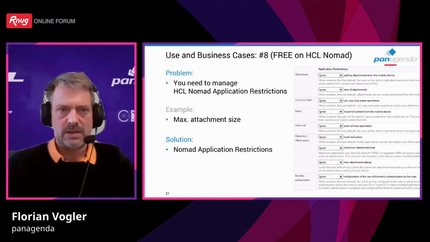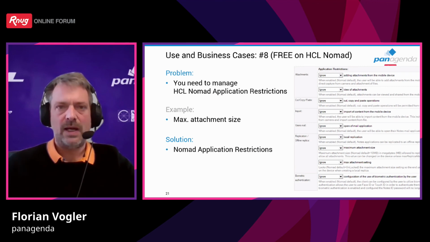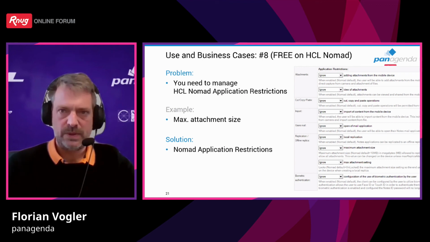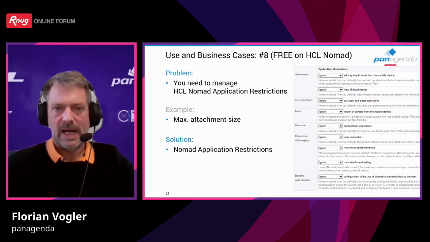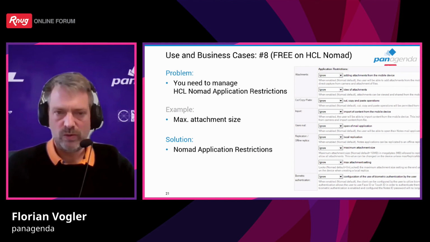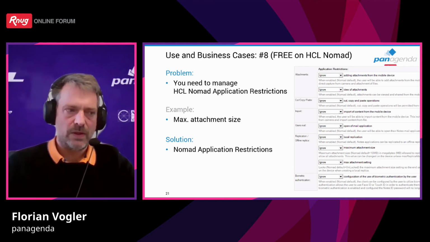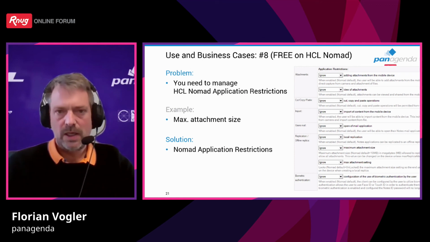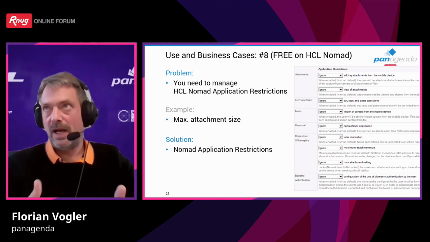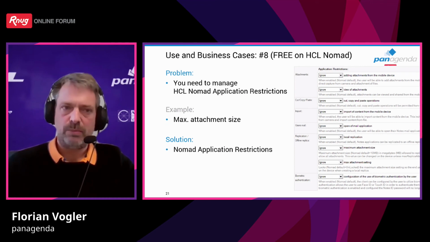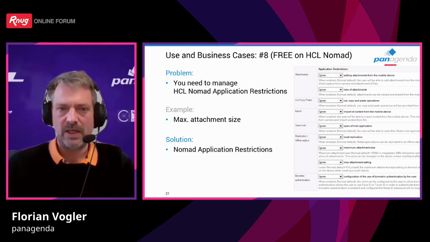Moving on to the next business case, HCL Nomad allows you to set a number of so-called application restrictions. For example, you can limit the maximum file size of attachments that are being added to documents, respectively to emails. And the default of that is 10 megabytes on HCL Nomad. And you may have managers, for example, or staff that actually have to attach larger files, maybe 20 or 50 megabytes, depending on use case.